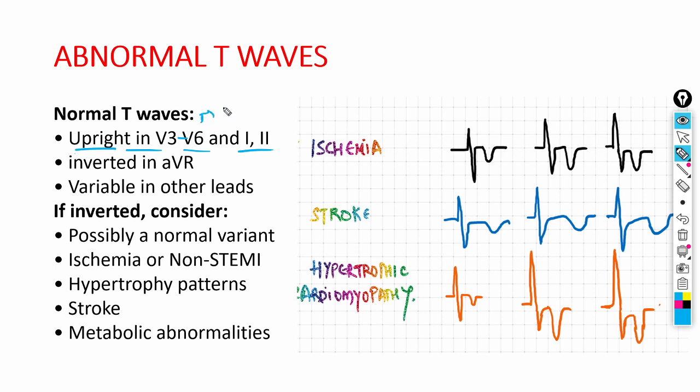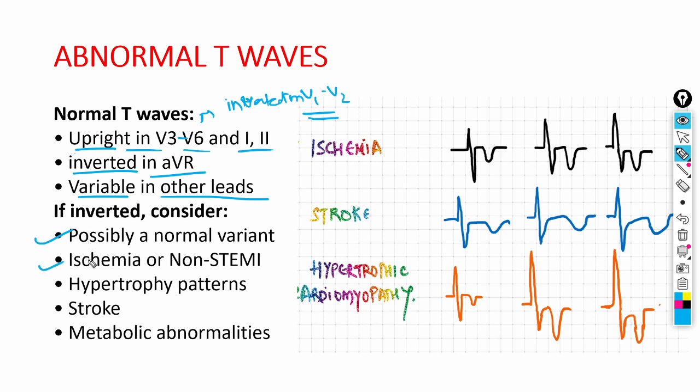So if it is inverted in V1, V2, it can be a normal variant, but it should be upright in V3 to V6 and leads 1 and 2. It is always inverted in AVR and variable in all other leads. If the T waves are inverted, we consider it as possibly a normal variant. For example, in a young and healthy person, if T waves are inverted, it can be a normal variant.